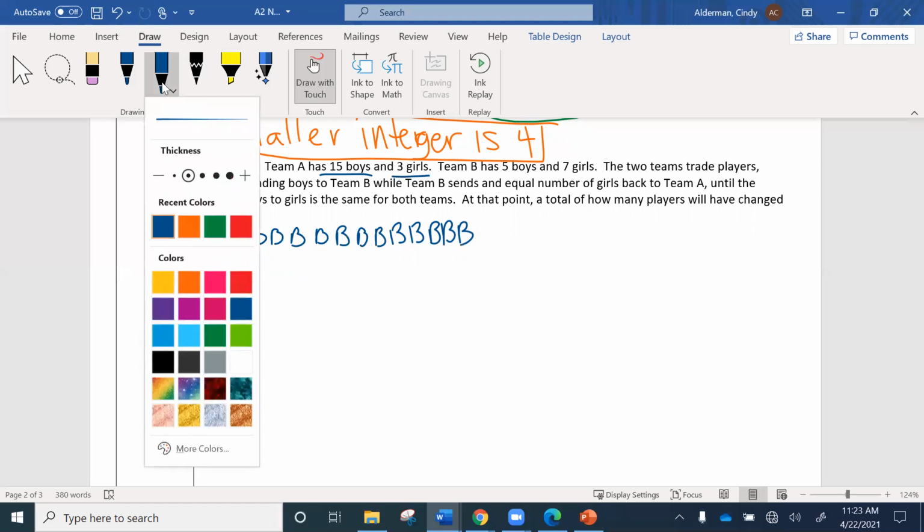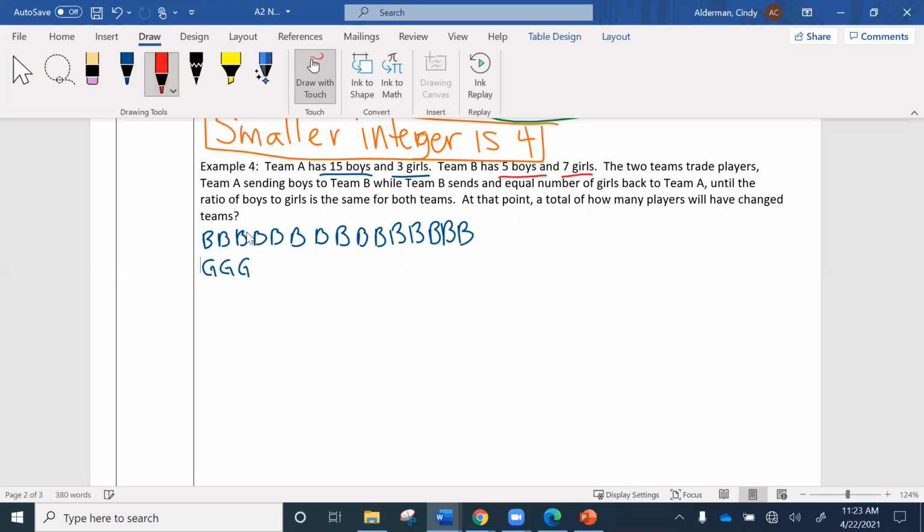All right. Team B has 5 boys and 7 girls. Okay, so the 2 teams trade players. Team A sending boys to Team B, while Team B sends an equal number of girls back to Team A, until the ratio of boys to girls is the same. So that means they have equivalent fractions.